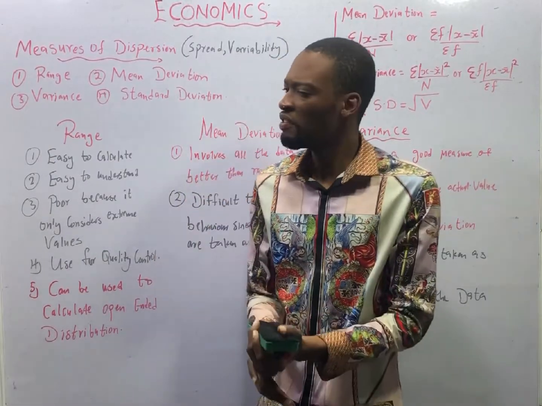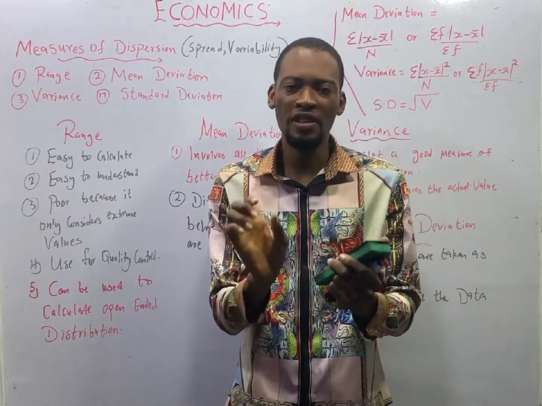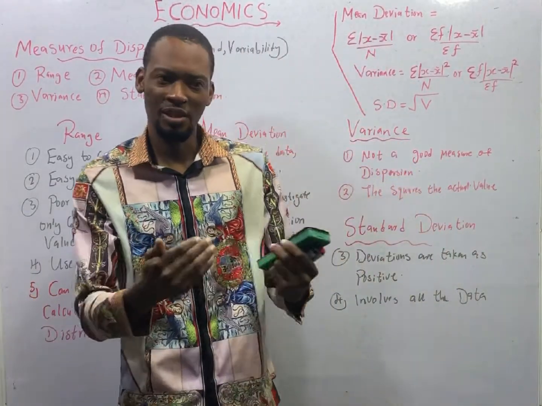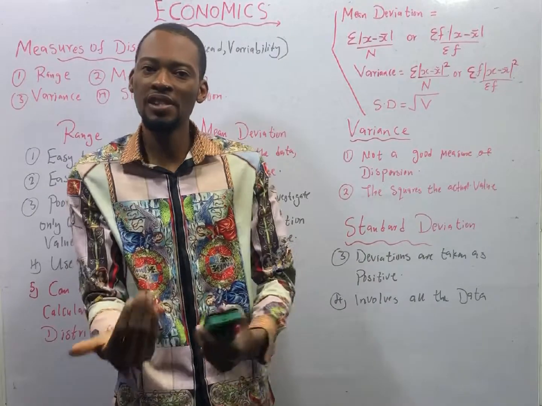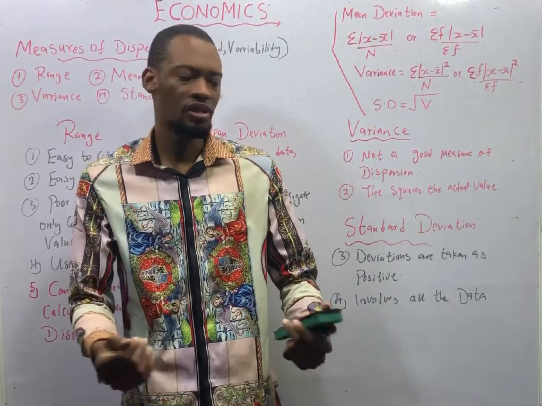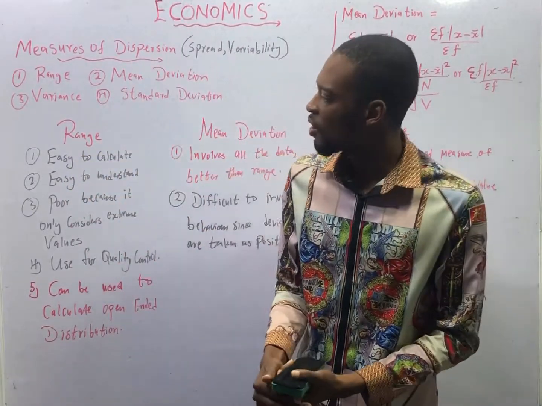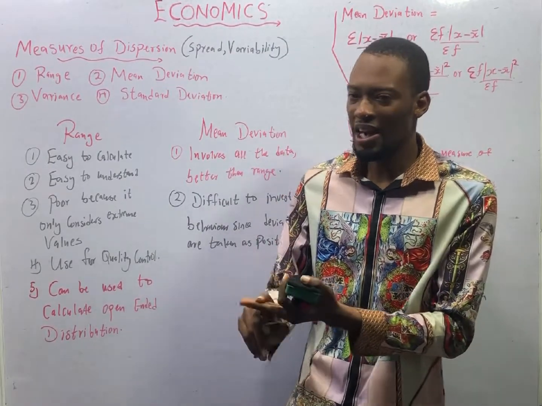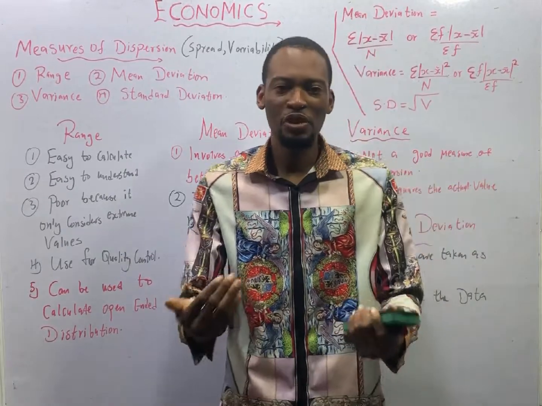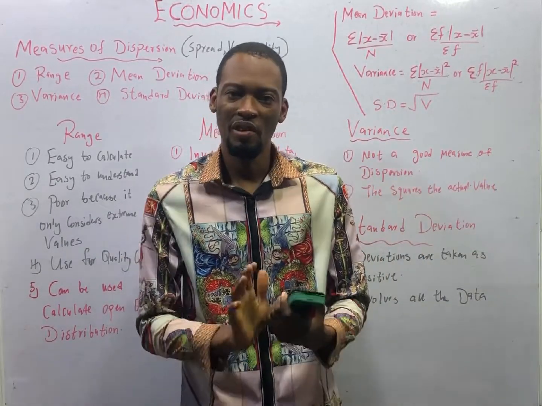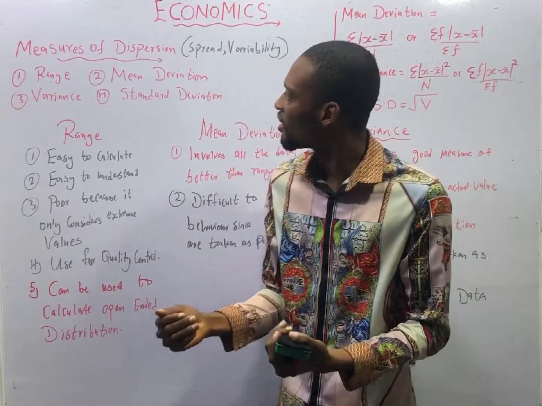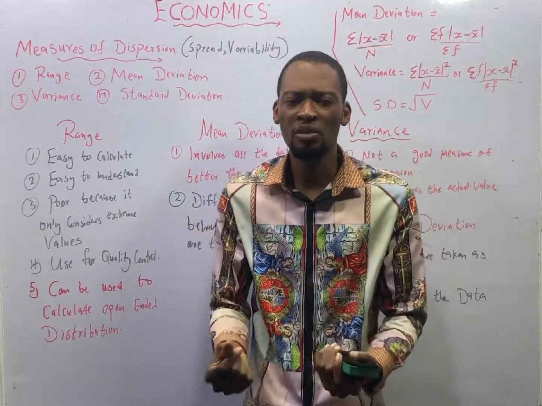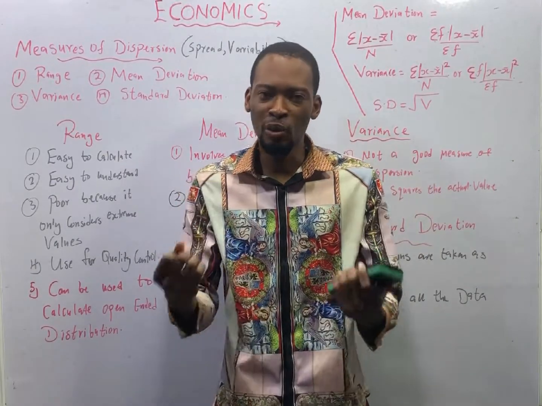Before now, we've been able to look at the methods of economic analysis, which are deductive reasoning, inductive reasoning, positive reasoning, and normative reasoning. We're also able to look at other tools used in economic analysis: table, graph, charts. We looked at the measures of central tendency, which are the mean, the median, and the mode. They are also referred to as the measure of location.